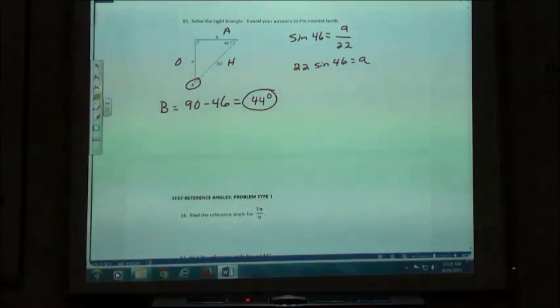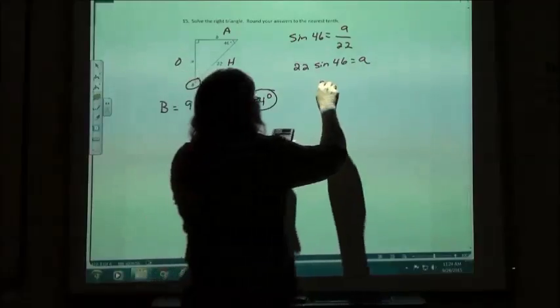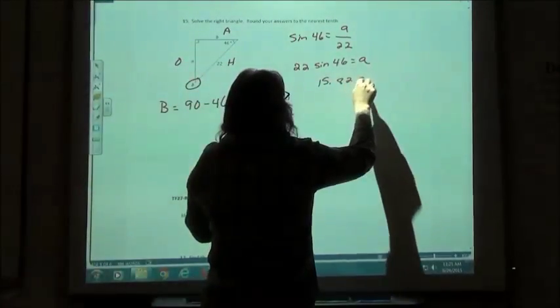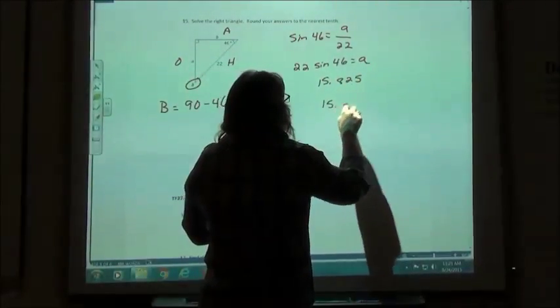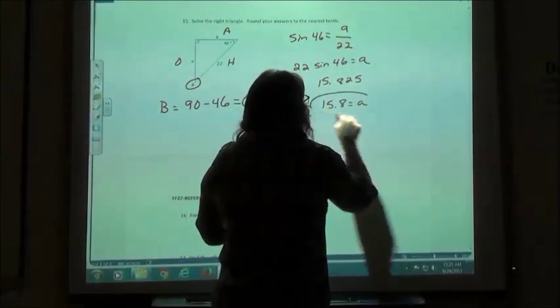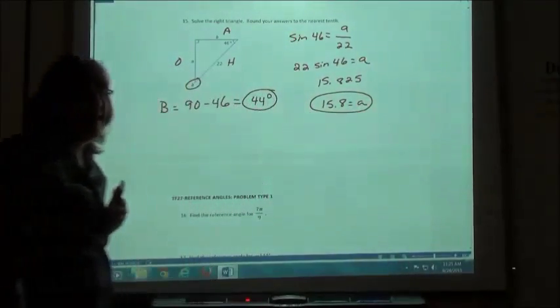So 22 sine of 46 gives me 15.825. So 15.8 is going to be my answer for how long side A is.